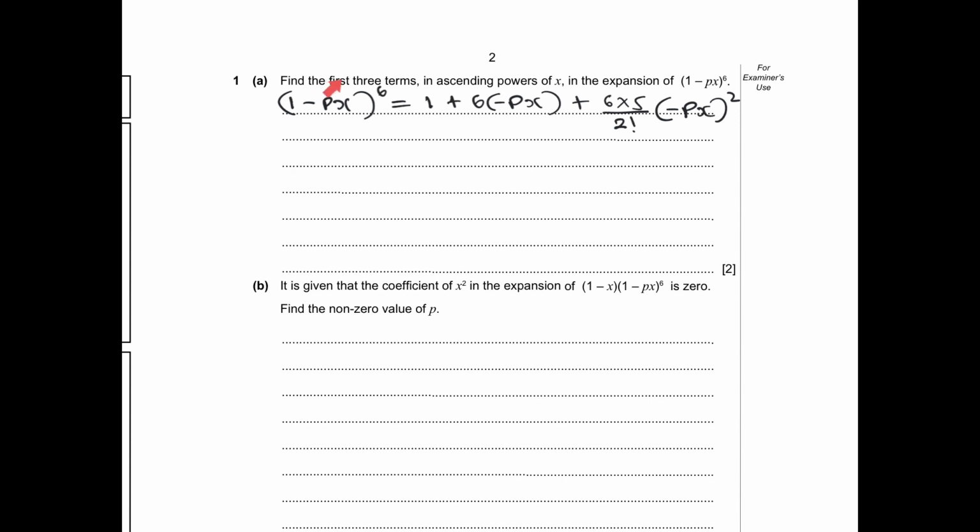Now remember, what they want is just the first three terms. So the first three terms we have 1, 2, 3. That's what we need. We don't have to go on. Now simplifying that further, 1 of course remains just 1, and 6 times negative px gives us negative 6px. And then 6 times 5 is 30, and 30 divided by 2 factorial, which is 2, will give us 15.